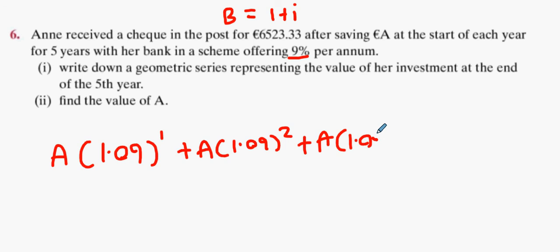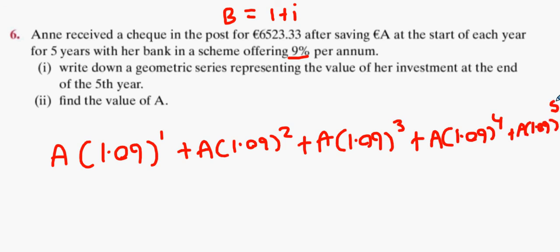You can write out all the terms this time because it's only 5 terms, isn't it? And then... Now, okay. Oddly enough, this is the last installment, and this part here is the first installment. Your first installment is there for 5 years. Your last installment is there for 1 year.